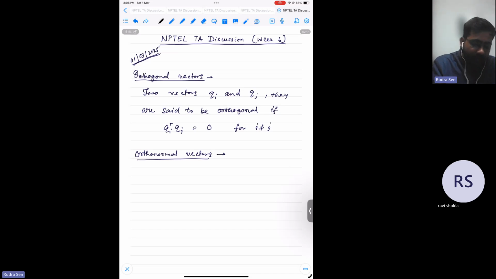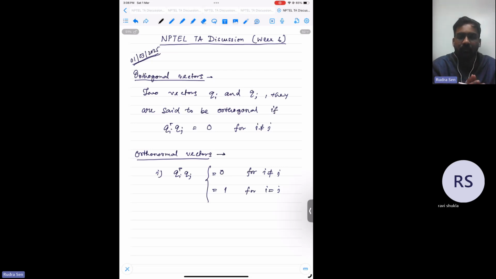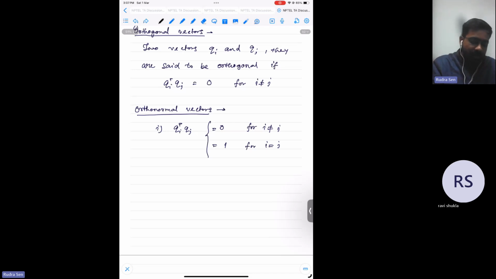Similarly, I'm considering these two vectors qi and qj. They are said to be orthonormal if, first, qi transpose qj is equal to 0 for i not equal to j, and this multiplication gives 1 for i equal to j. So qi transpose qi will give us 1. That means the two-norm, the length of the vector, should be 1.